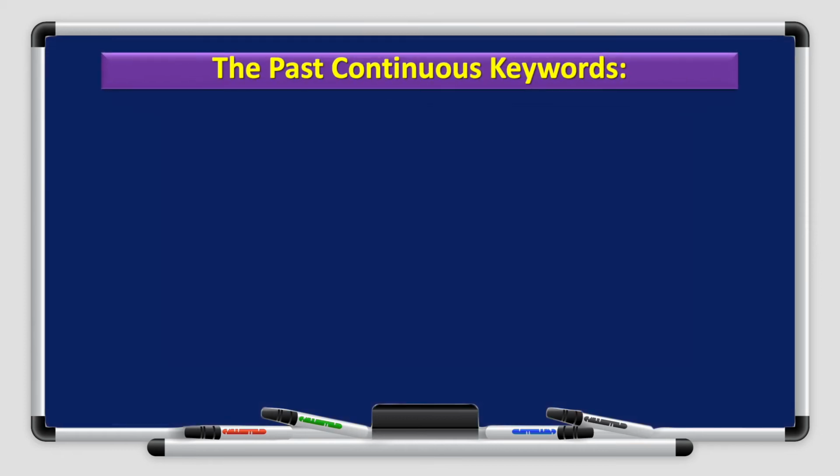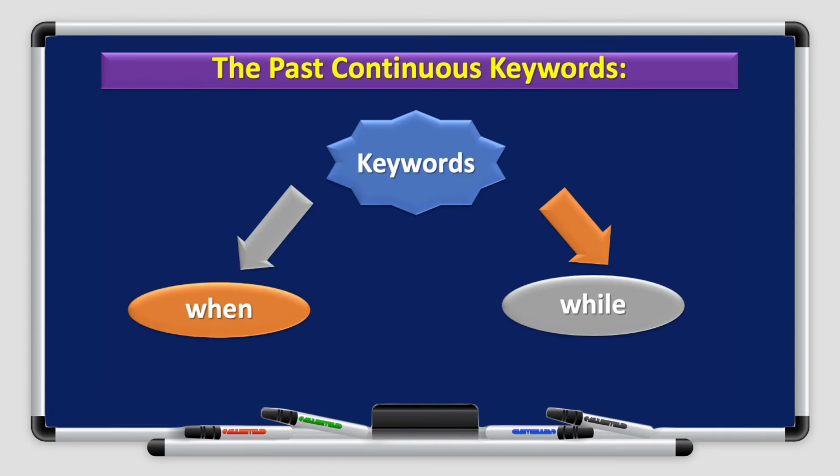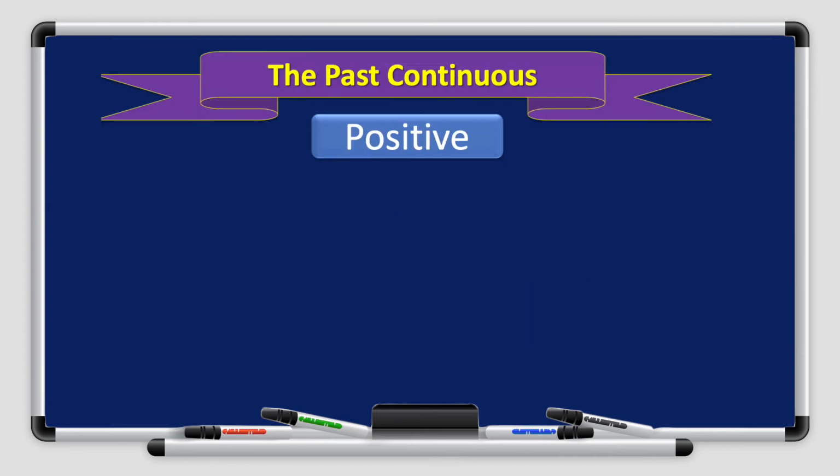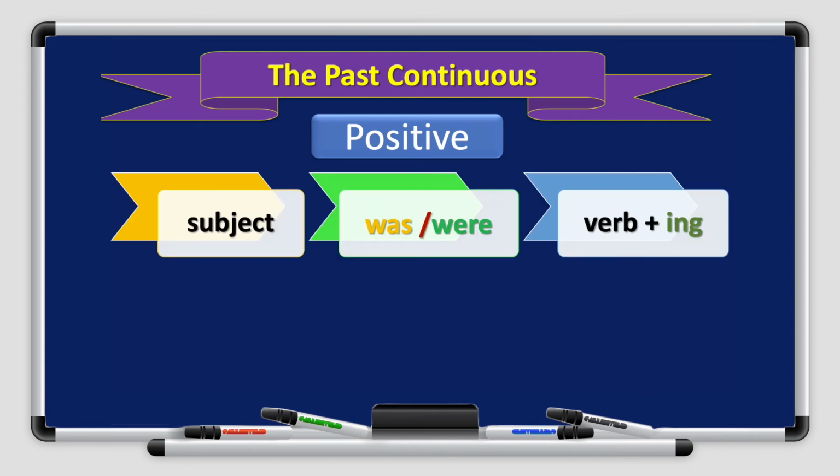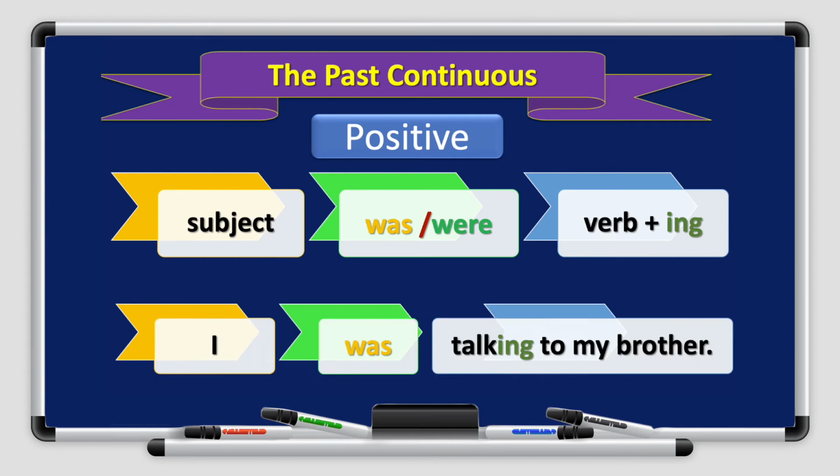Now, with past continuous, again, there are keywords that indicate whether the sentence is a past continuous sentence. These include when and while, and it is important to use them in your past continuous sentences. So let's look at how to form a positive past continuous sentence. You start with your subject, followed by was or were, followed by verb ing. For example, I was talking to my brother. See how we added ing to the verb here?